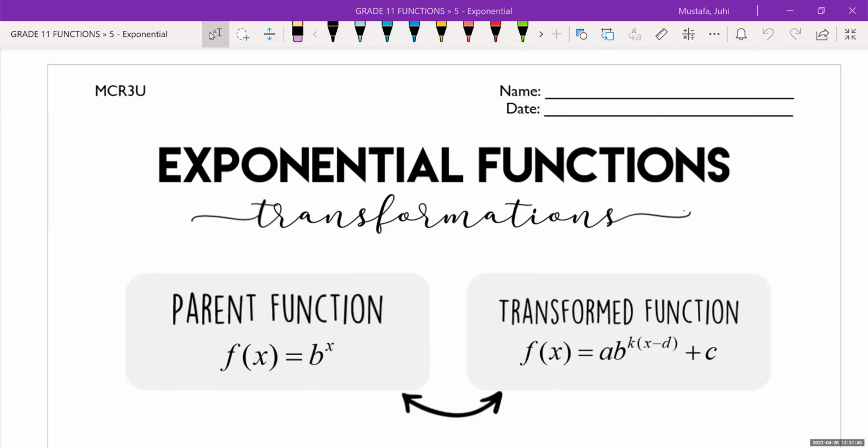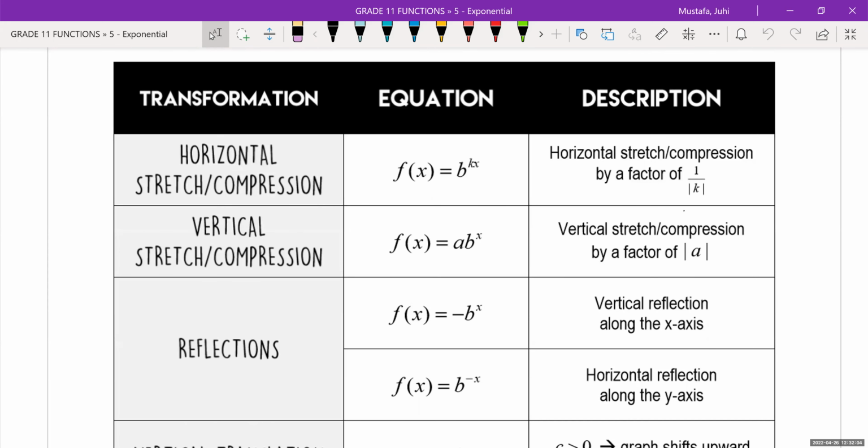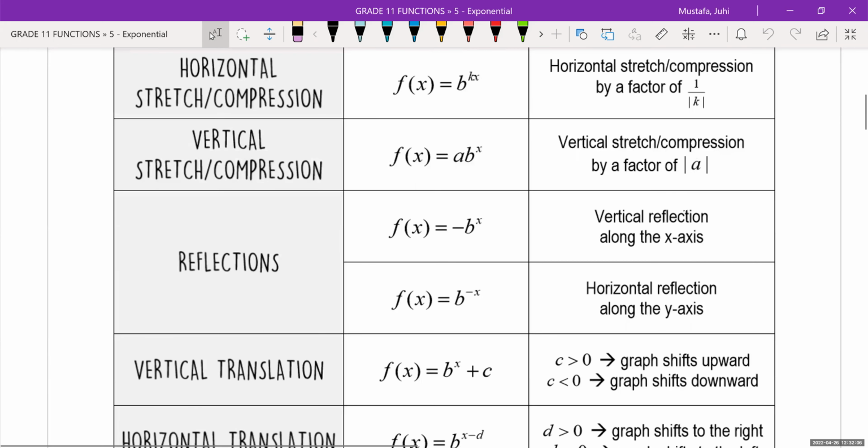So last class, we had started to talk about the exponential function graph. And while we haven't really actually started graphing, we are going to get into that today. But we started talking about the transformations. So we learned about the parent function and we outlined all of the different transformations. So horizontal stretch and compression, vertical stretch and compression, reflections, and then the translations.